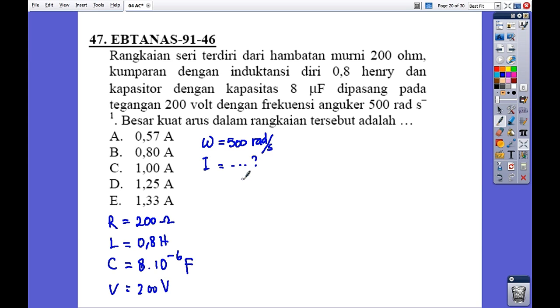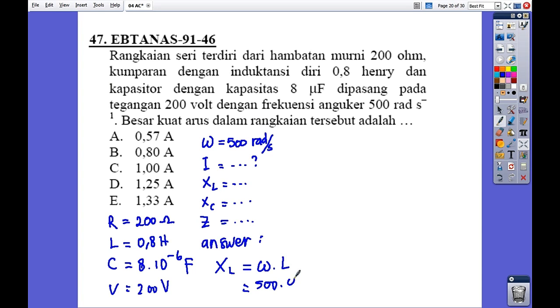What is the current? First of all, we have to find XL, this is the first one, XC, second one, Z, then the last one is I. So let's find it one by one. As we know before, to find XL, we only need to multiply omega by L. Omega itself is 500, and L is 0.8, so it is 400 ohm.